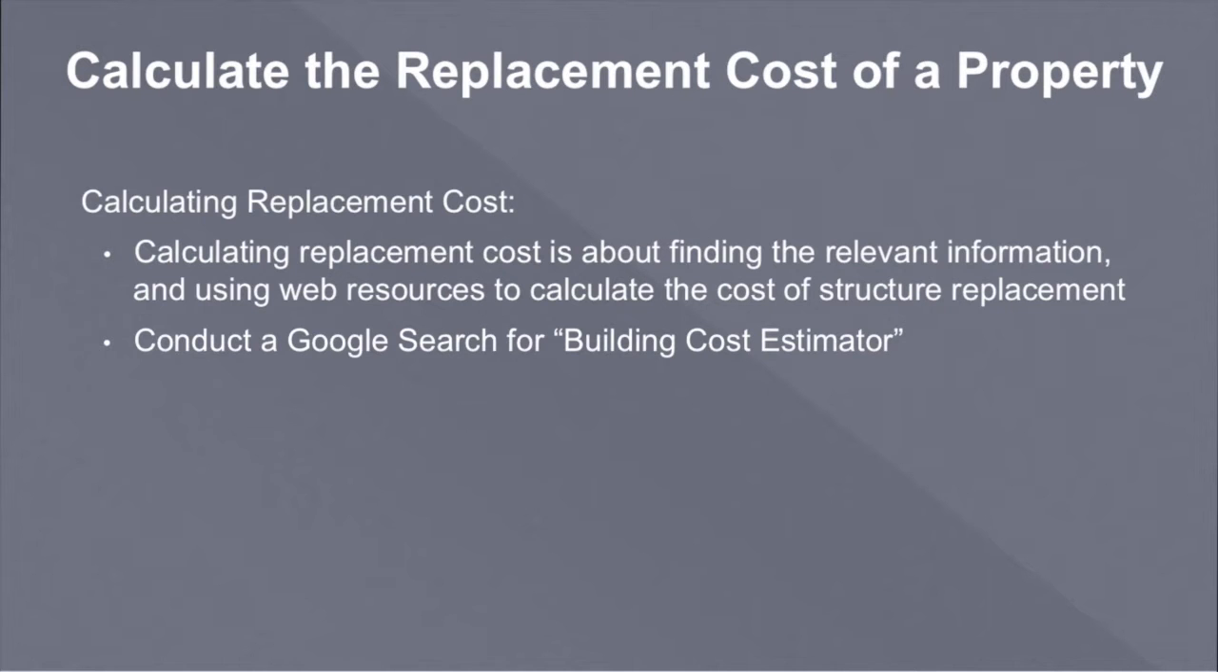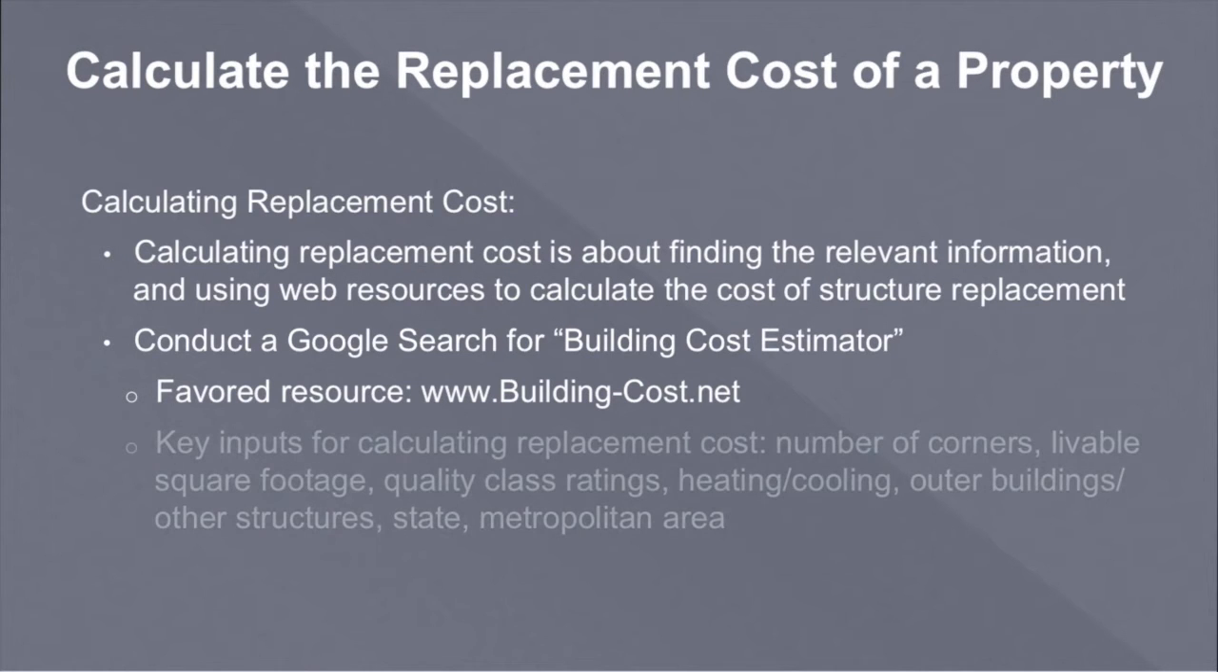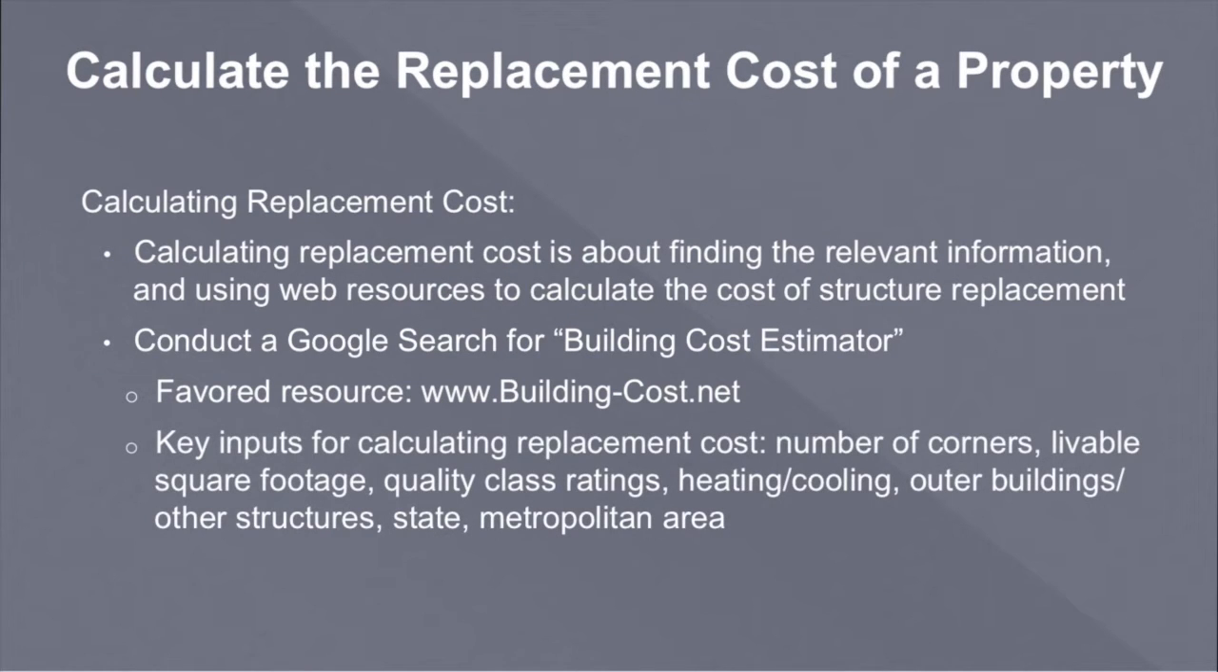So you can just use a search engine. Doesn't have to be Google, okay? Could be Bing, could be any one of the search engines, and just type in building cost estimator or similar terms, okay? I'm telling you that because I want you to know how to find it yourself in case the website I'm going to mention isn't there someday, right? But one that I really like is called building-cost.net. So you go there, and we're going to go there in a moment, look at it together.